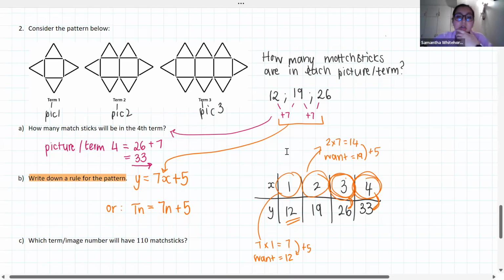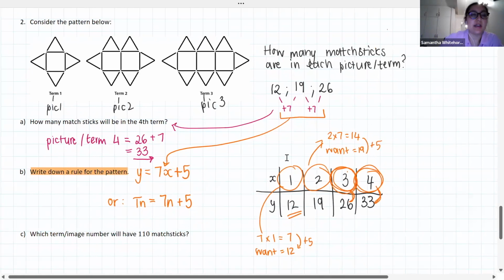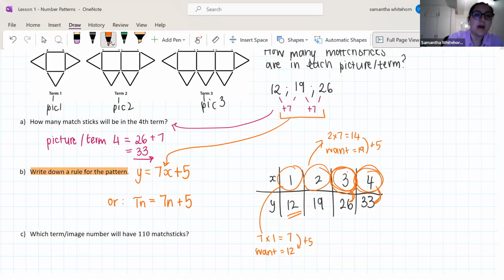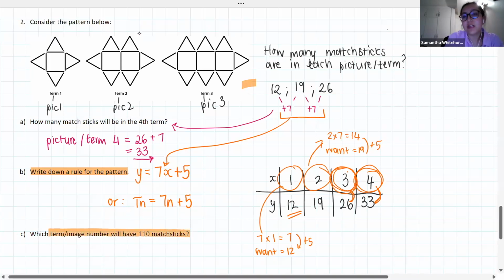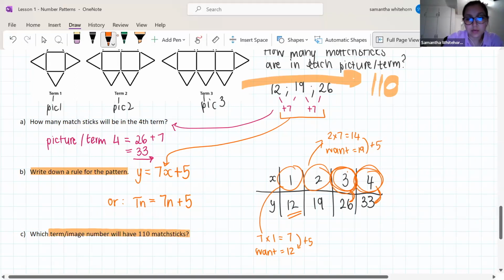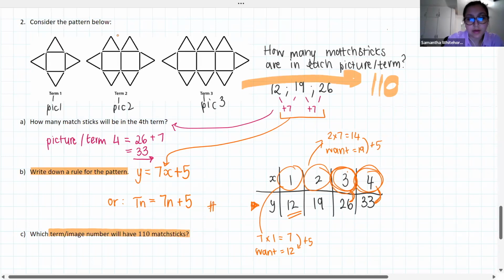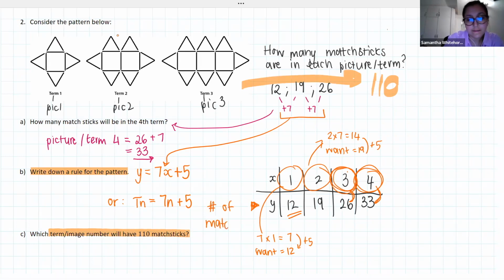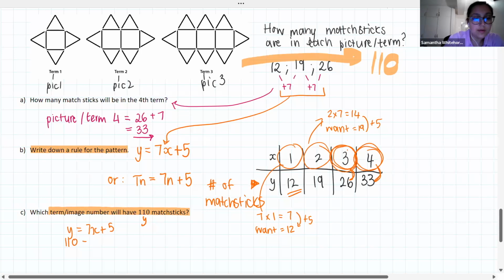All right. So guys, just to end off, if we have a look at this last question, and I love questions like this, love number patterns. I am asking you which term or which image will have 110 matchsticks. So if I keep this pattern going, at what point will I eventually draw 110 matchsticks? Now remember, if we go back to this whole table, this Y value is your number of matchsticks. Okay, so I have given you a Y value here. And because you have an equation, all you need to do is you need to sub in for what you know, and you need to solve for your unknown. So we're going to solve for X.